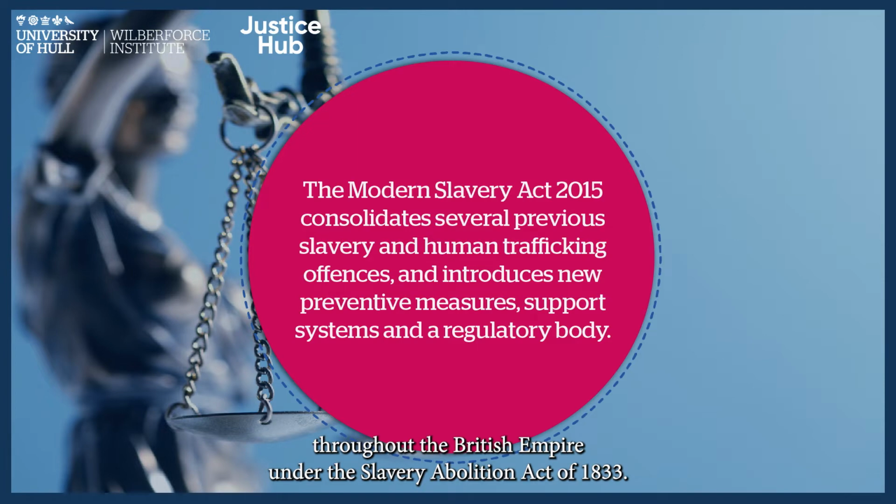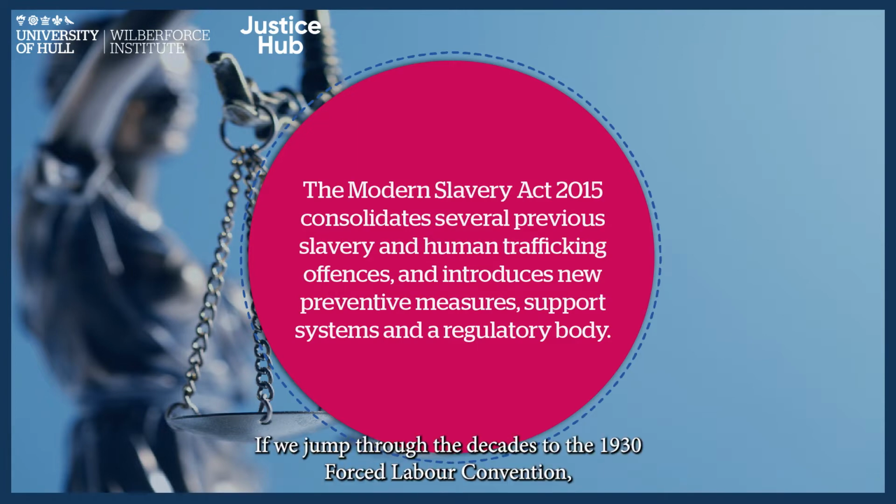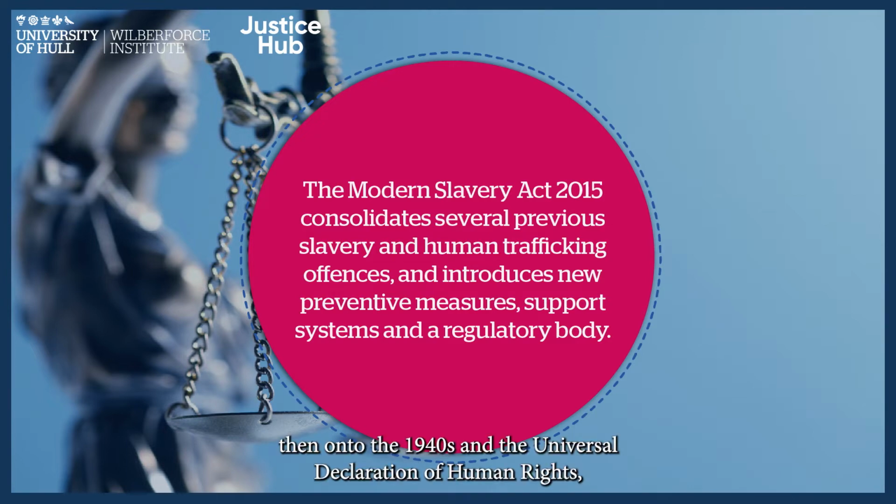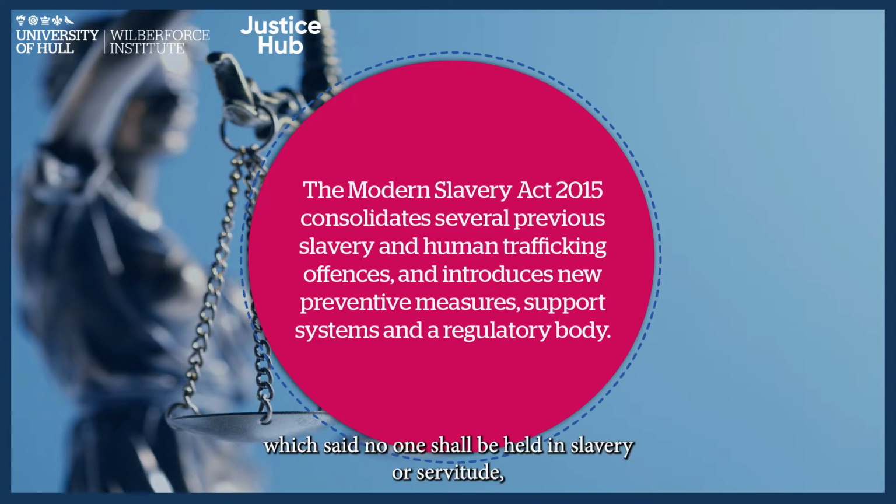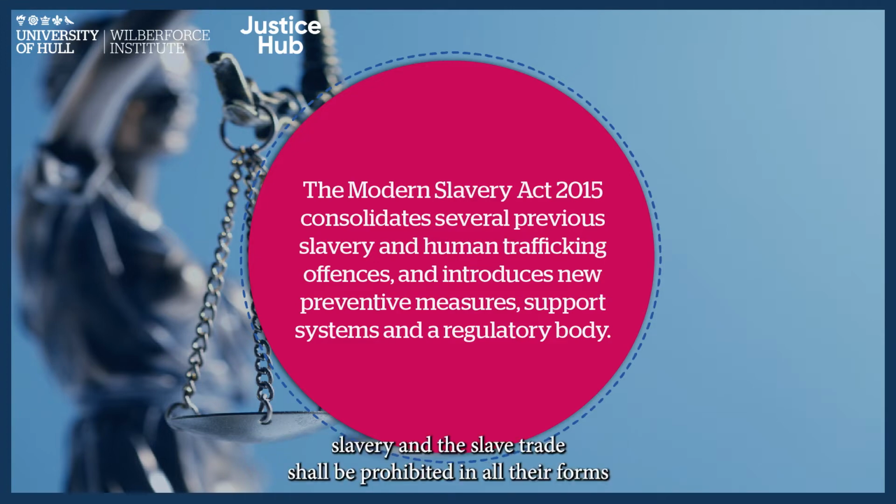If we jump through the decades to the 1930 Forced Labour Convention, then onto the 40s and the Universal Declaration of Human Rights, which said no one shall be held in slavery or servitude. Slavery and the slave trade shall be prohibited in all their forms. Onto the 50s and the 1953 European Convention on Human Rights, which stated no one shall be held in slavery or servitude. No one shall be required to perform forced or compulsory labour.